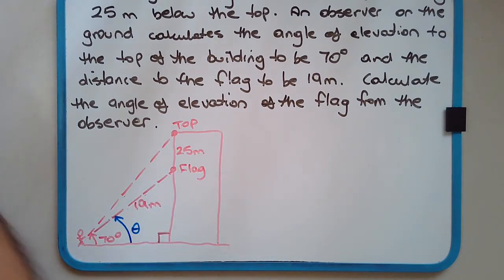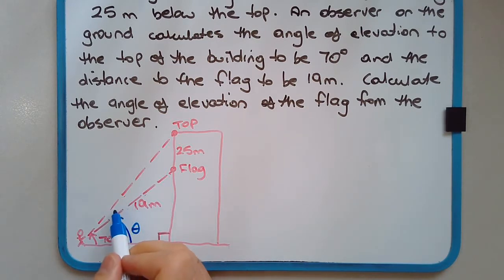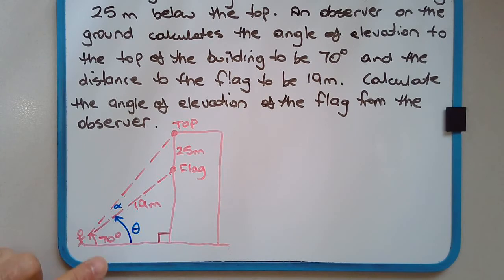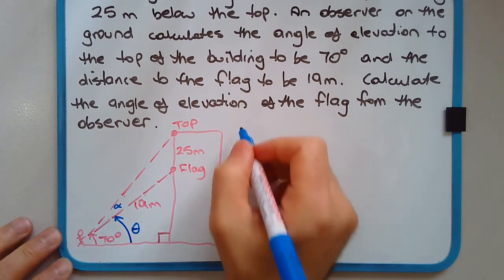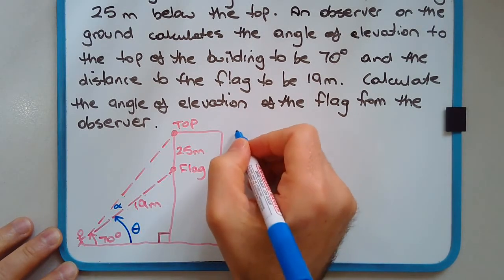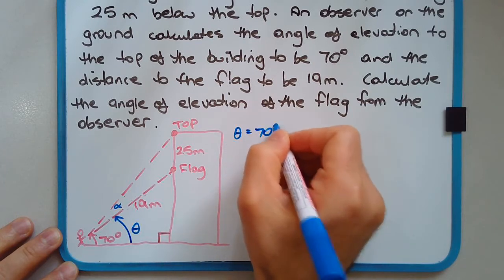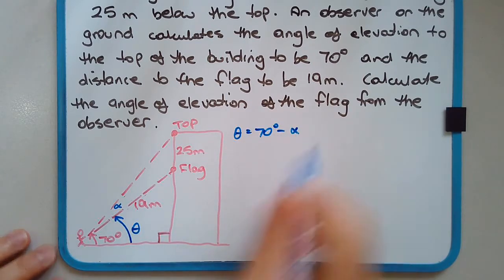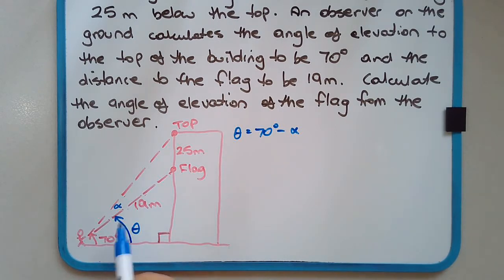So if anything, if we can find this angle here, let's call this angle alpha, subtract it from 70, we've then found our angle theta. So I might just make a point of this, that angle theta is really equal to 70 degrees minus angle alpha. I just wanted to make sure I get that. But we need angle alpha. How would we work that out?